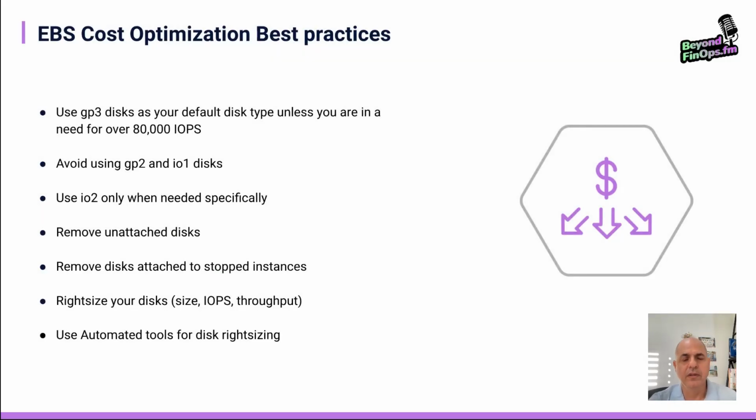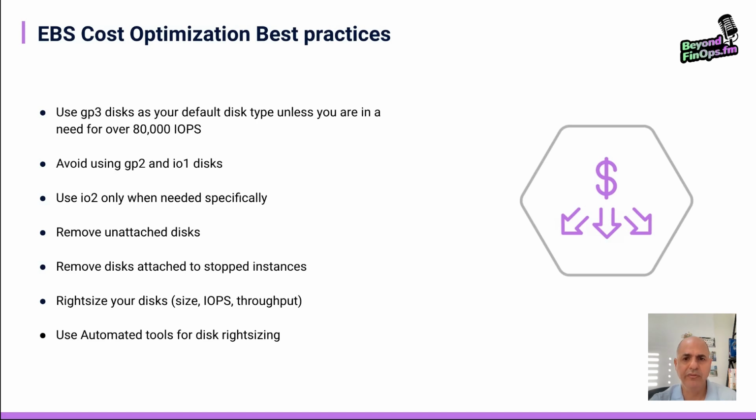So let's look at the techniques we have to optimize our EBS costs. As we mentioned earlier, GP3 should be our default option. There is no reason to use GP2. There is no reason to use IO1. And we should use IO2 only in extreme use cases where we need higher IOPS than 80,000.